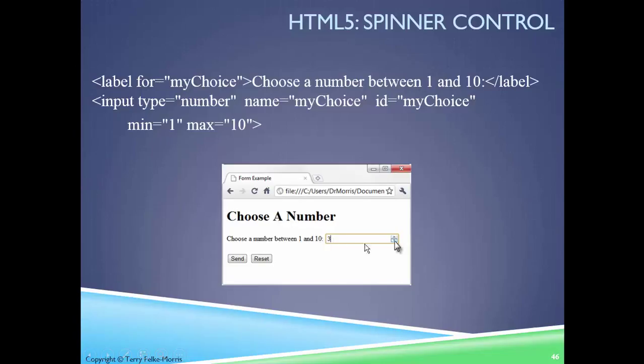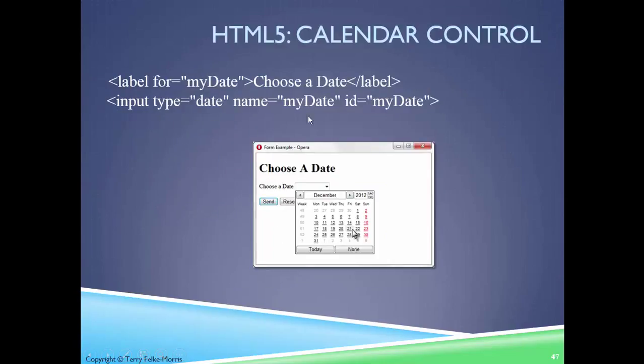You can have spinner controls. You've seen these before. If you've ever tried to print anything out, it's got a little arrow here that if you click the up, that'll go from 3 to 4. If you click the down, that'll go from 3 to 2. You can set your own minimums and maximums. A calendar control will put in literally a calendar. So if I were to choose right here, if it's December 21st, 2012, if I choose that date, then the idea is that'll go in here.